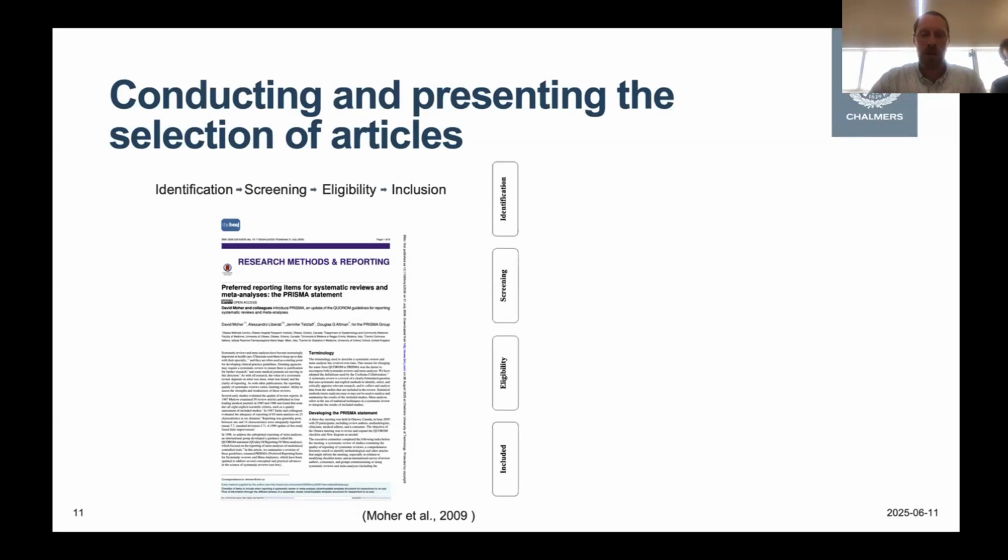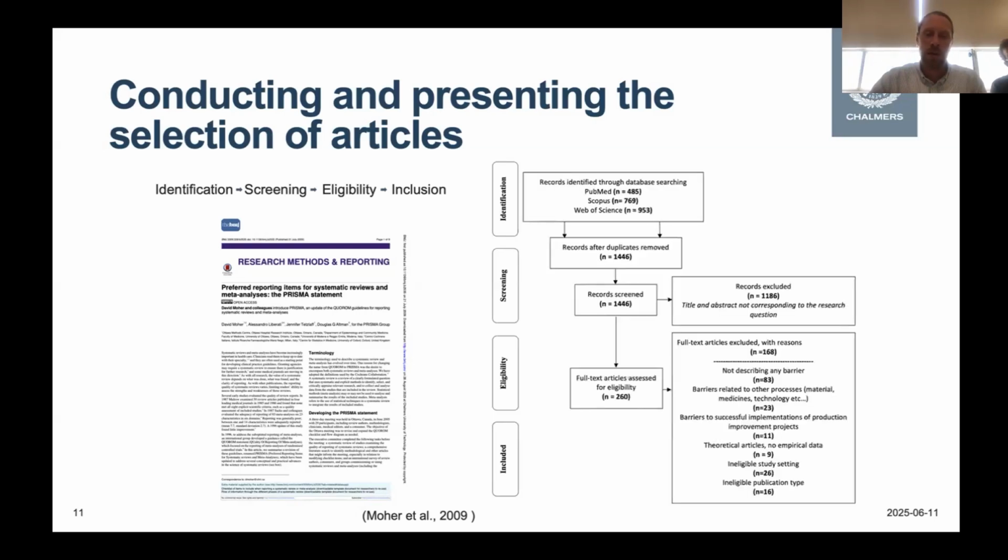And based on my review, this is from my article, where it generally looks like this. You have the identification, the screening, the eligibility, and the inclusion part. And I will go through all of this now. This is just the overview.